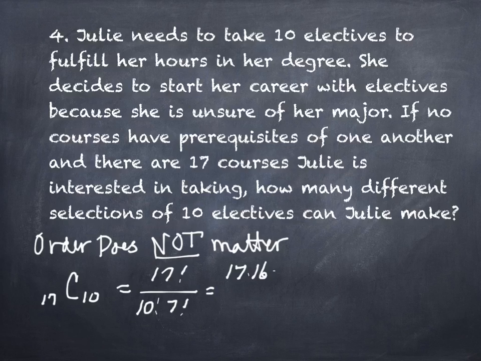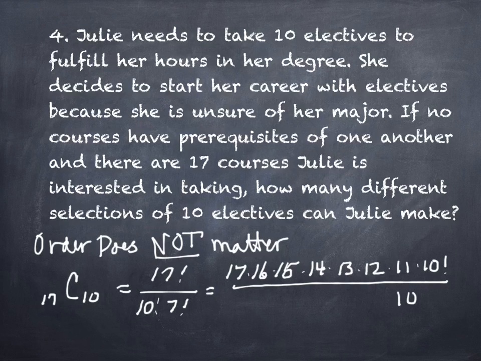17, 16, 15, 14, 13, 12, 11, and 10 factorial. I'm going to put the 10 factorial at the back just so that I have more space in front. And then we have 7, 6, 5, 4, 3, 2, and 1. All right, so the 10 factorials cancel first.